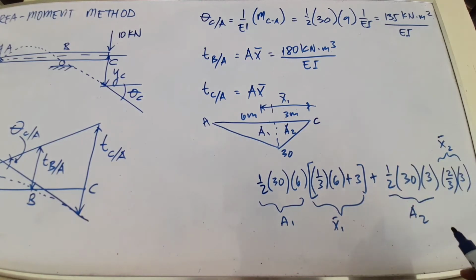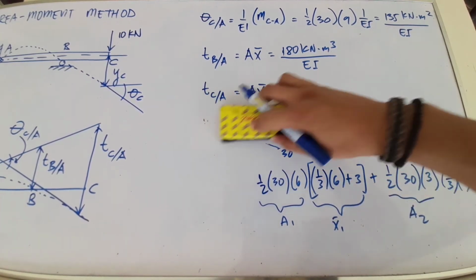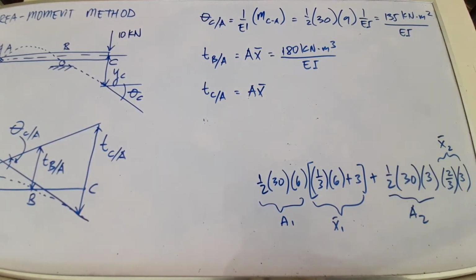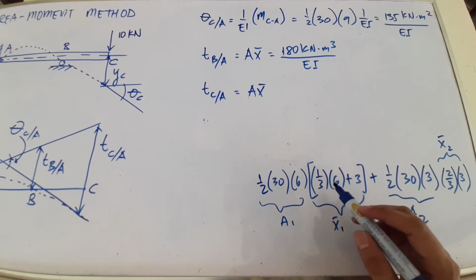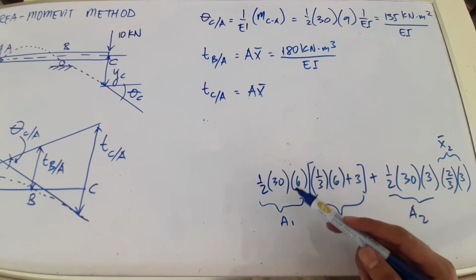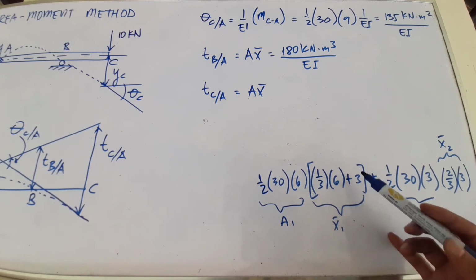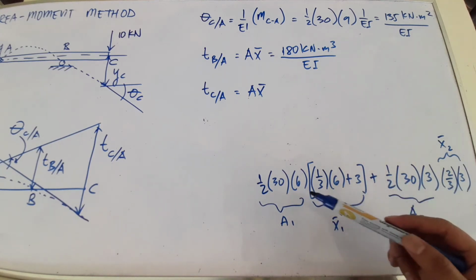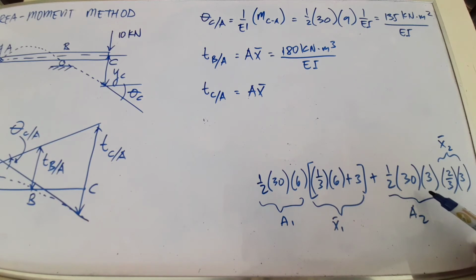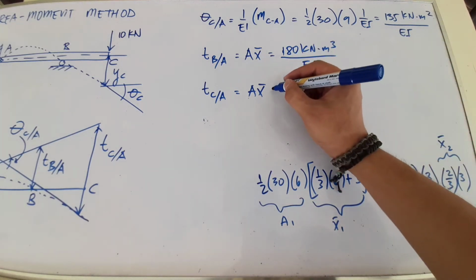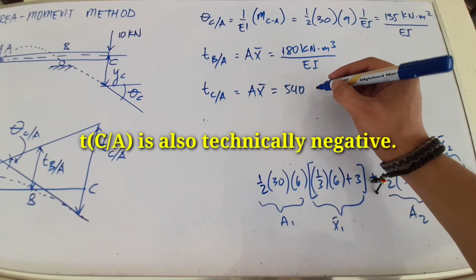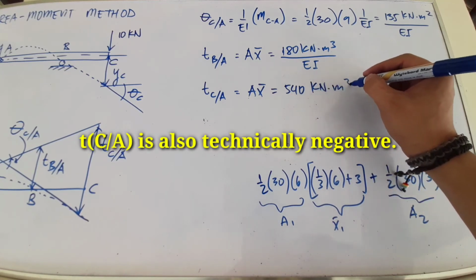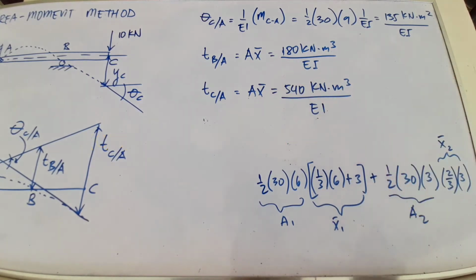Okay? So, total answer nito ay i-add lang natin. Meron tayong 6 divided by 3, 2 plus 3, 5. Ito naman ay 90 times, equals 5 times 5. Ito, so 90 times 5, that's 450. Ito naman, meron tayong 15 times 3, 45 times 2, 90. So, 450 plus 90, that's 540. 540 kilonewton meter cube over EI.